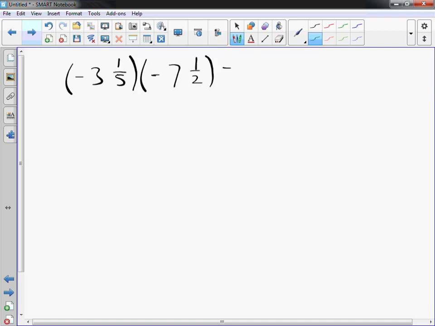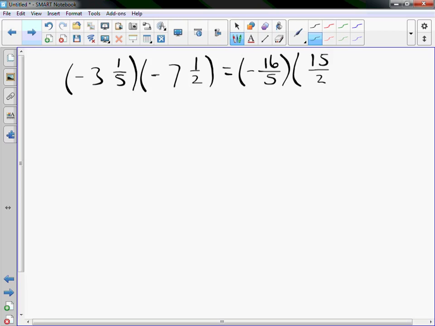Okay, let's rewrite this. Mixed fractions are great for understanding where the number is or what the number actually is. They don't do us a lot of good with multiplication or addition for that matter. Well, addition's a little bit easier, but so let's change these to impropers. So 3 times 5 is 15 plus 1 is 16 fifths, and that's negative, times 7 times 2 is 14 plus 1 is 15 halves.